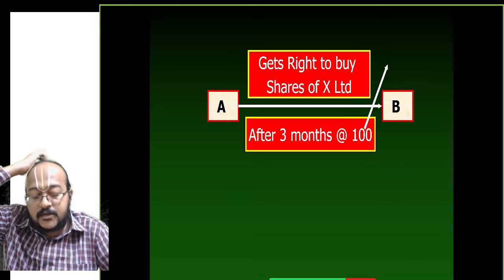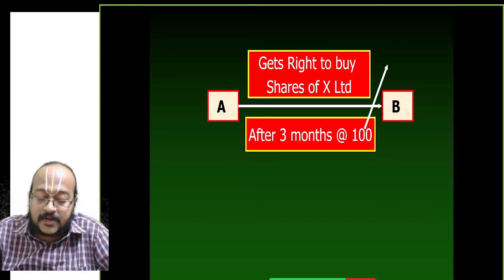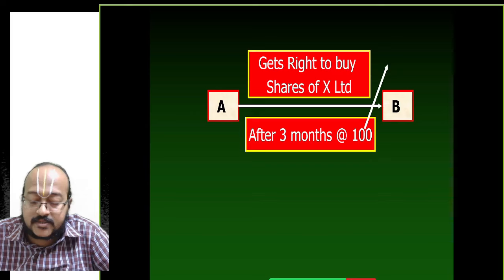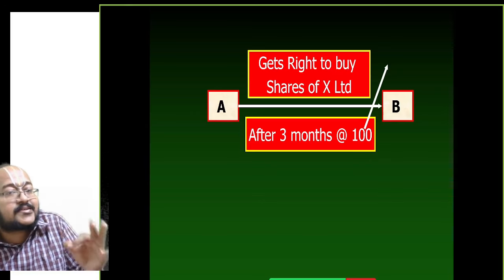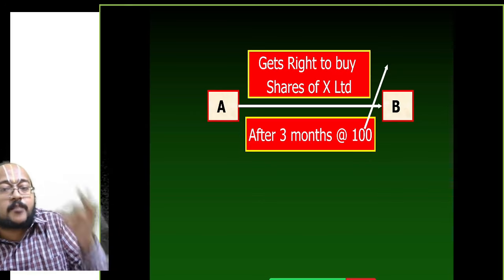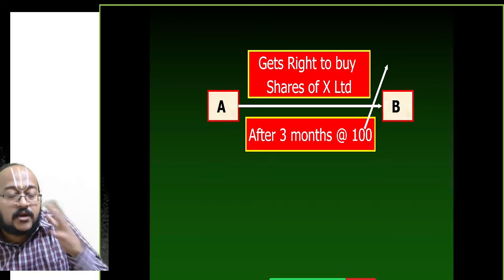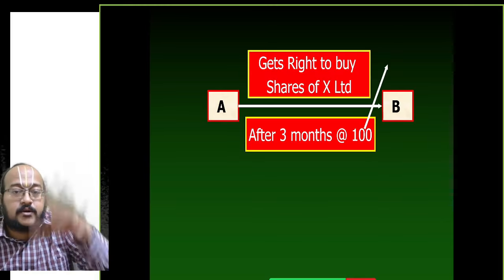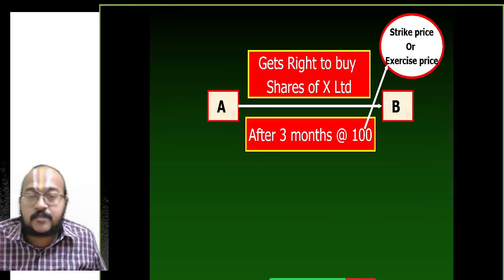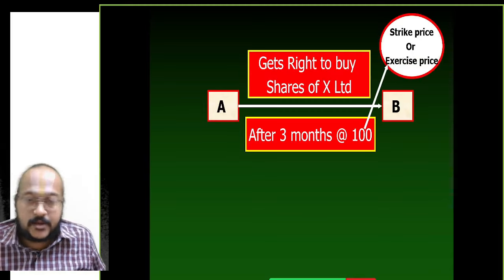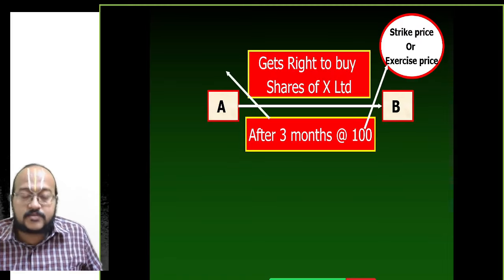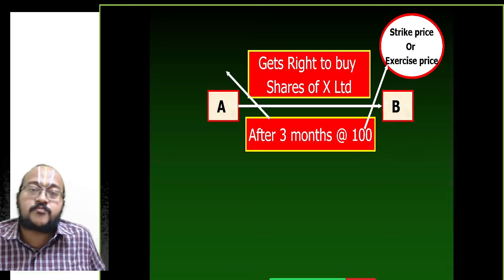What is A getting? A is getting the right to buy the shares of X Limited after 3 months at 100 rupees. This 100 rupees is called the exercise price, the agreed upon price at which he will have the right to buy the shares. This is called the strike price or exercise price. Are you understanding till now? And the 3 months is called the maturity period.